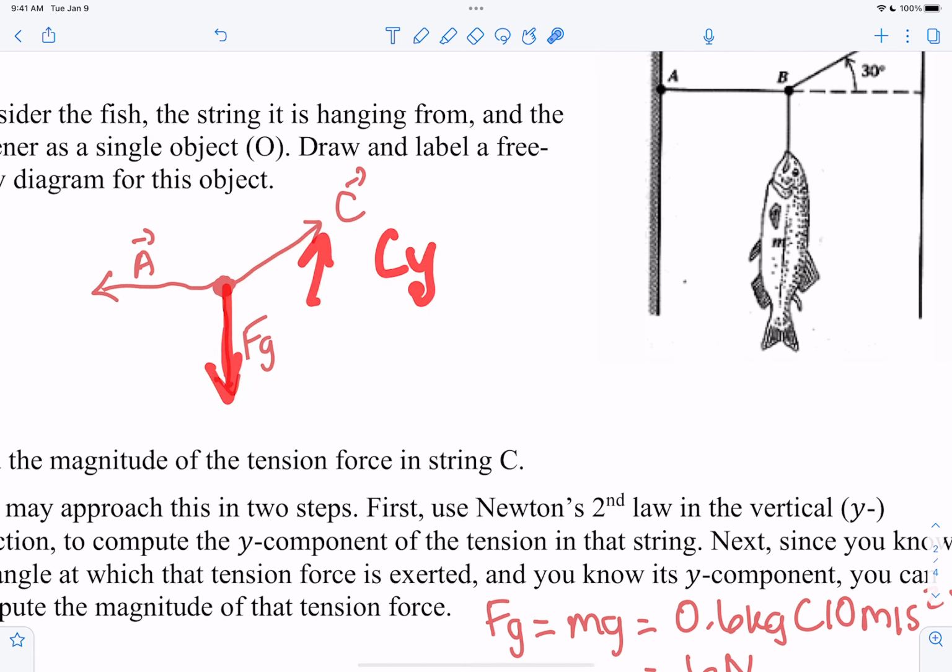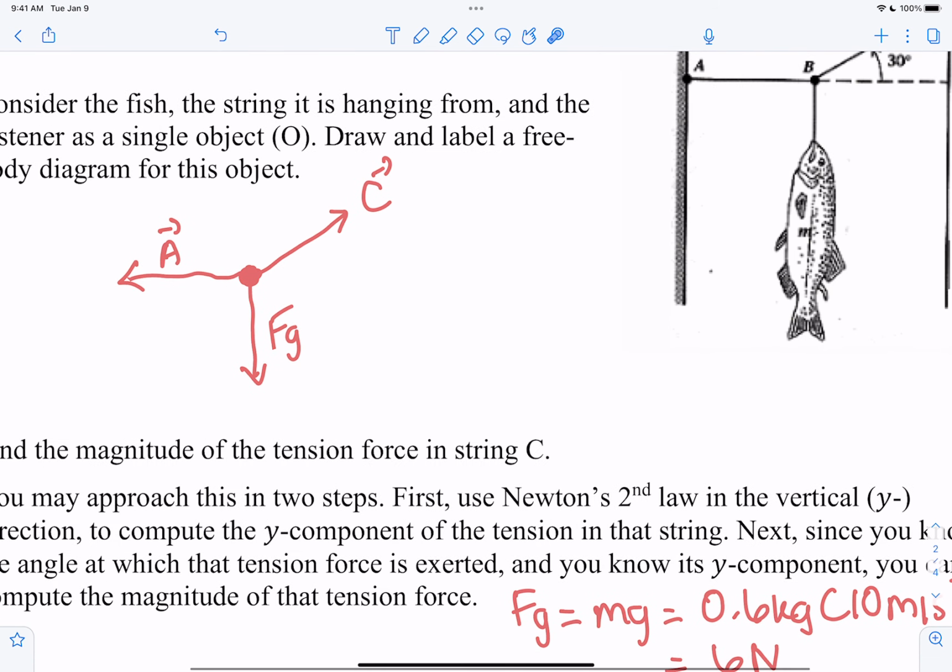This is kind of extrapolating, because if we have access to Fg, we can easily figure out Cy. If we set up an F net y equation, we can say that the net force of the whole thing is 0, because there's no motion in the y direction whatsoever. So that is equal to 0, and we have access to this, so we can figure out Cy. But from this Cy, how can we figure out C?